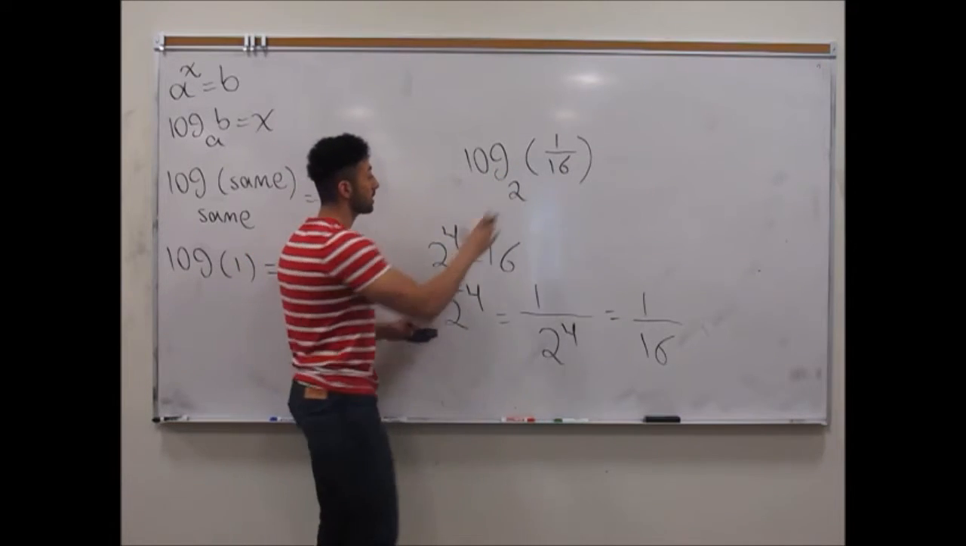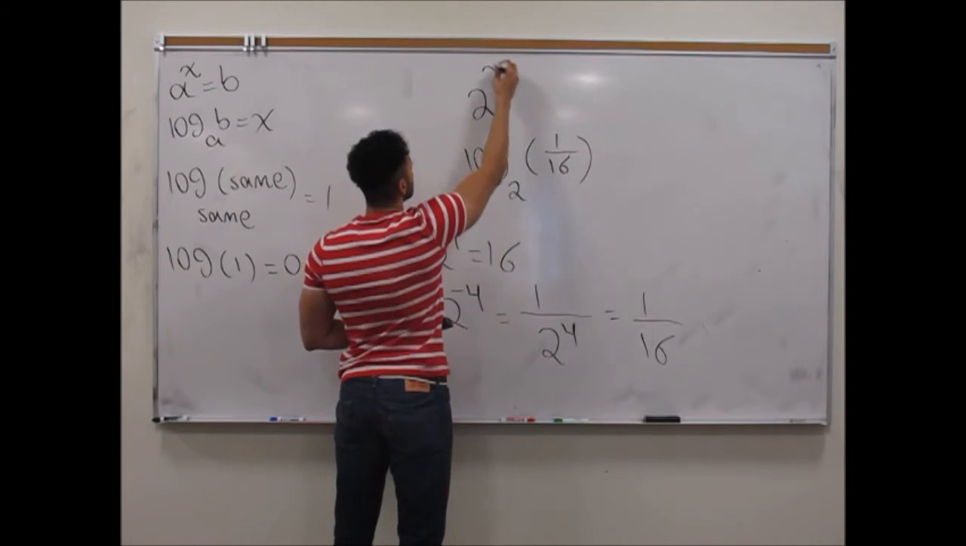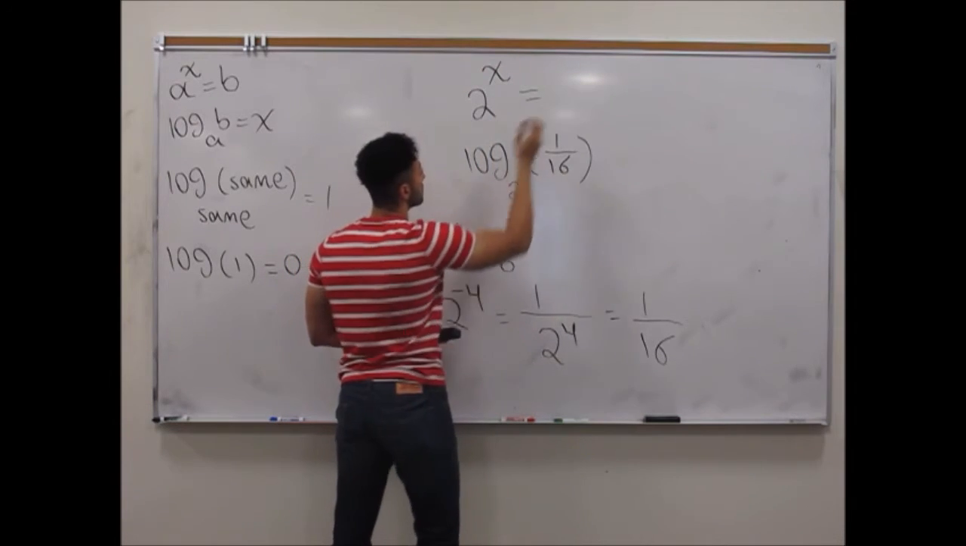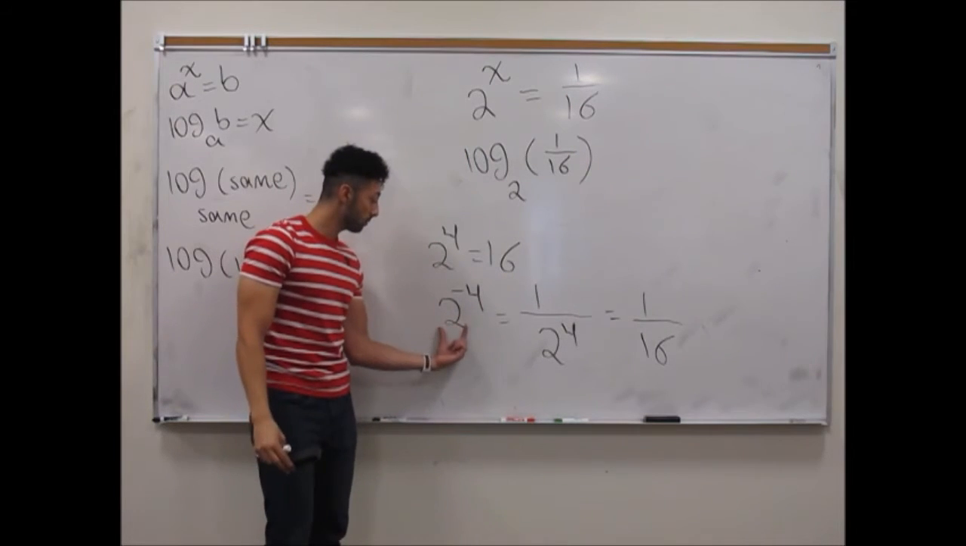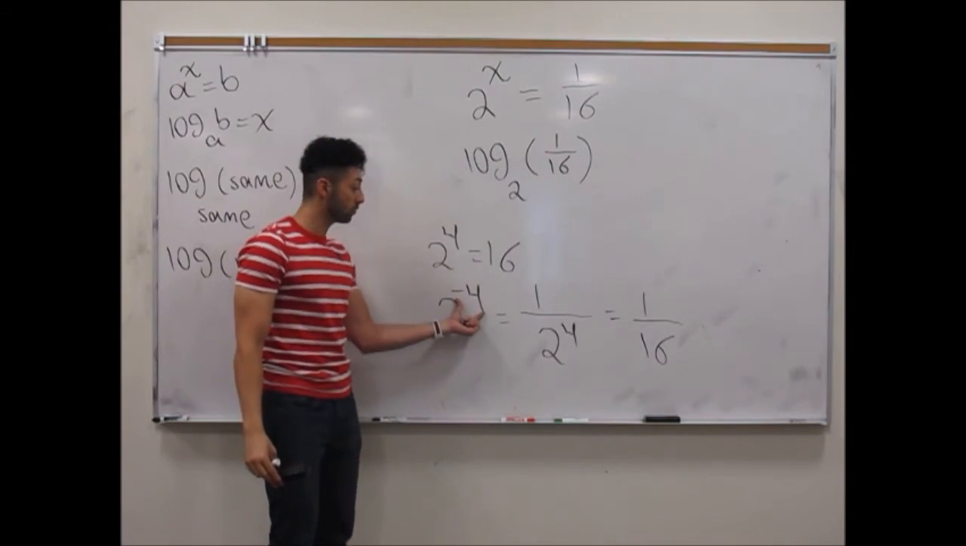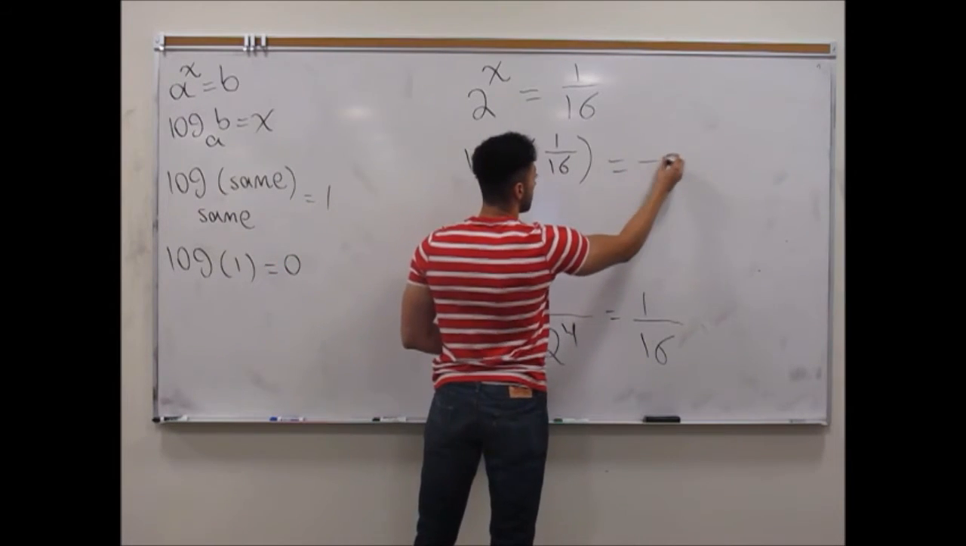And if we want to write this in exponential form, what it's saying is 2 to what power is equal to 1/16. And we just saw that when we raised 2 to the negative 4th power, that was equal to 1/16. So the answer here would be -4.